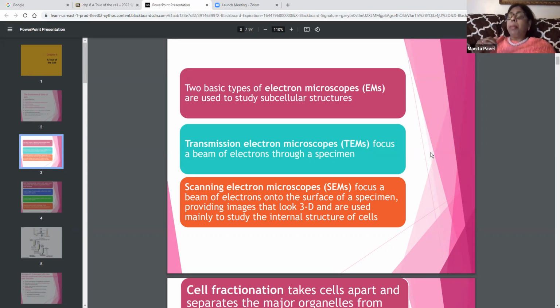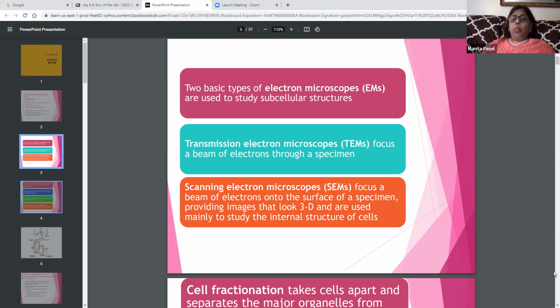Now, scanning electron microscope is focusing on the primary beam of electrons, and it provides 3D images of the surface of the different structures present in a cell. Whereas transmission electron microscope will show you every detailed structure of the internal organelles within a cell.